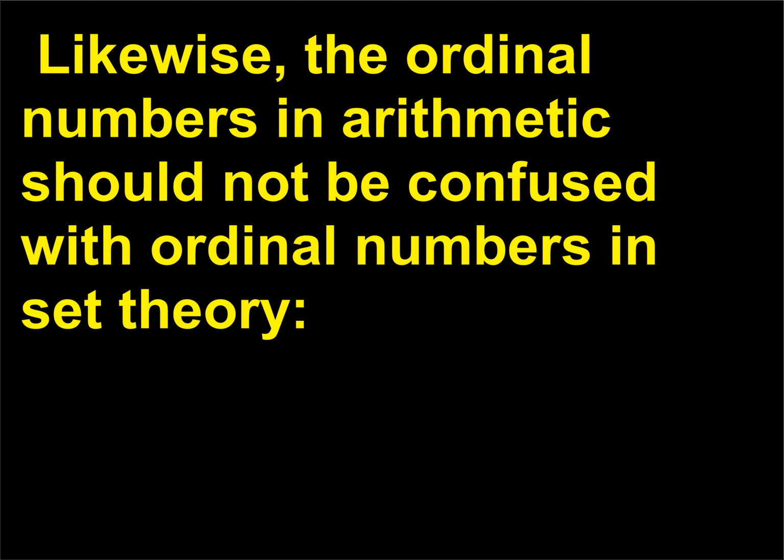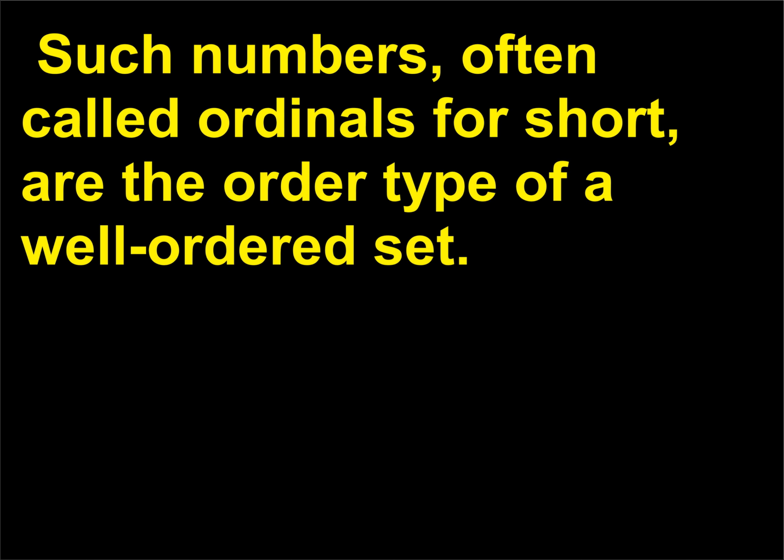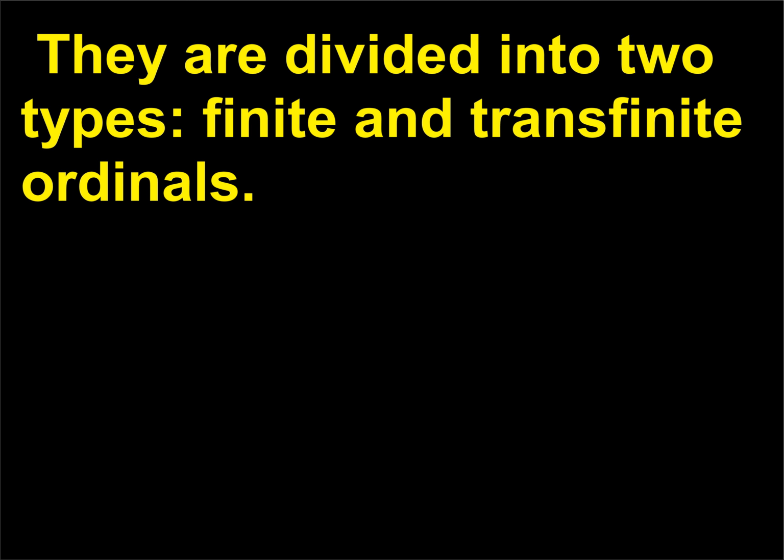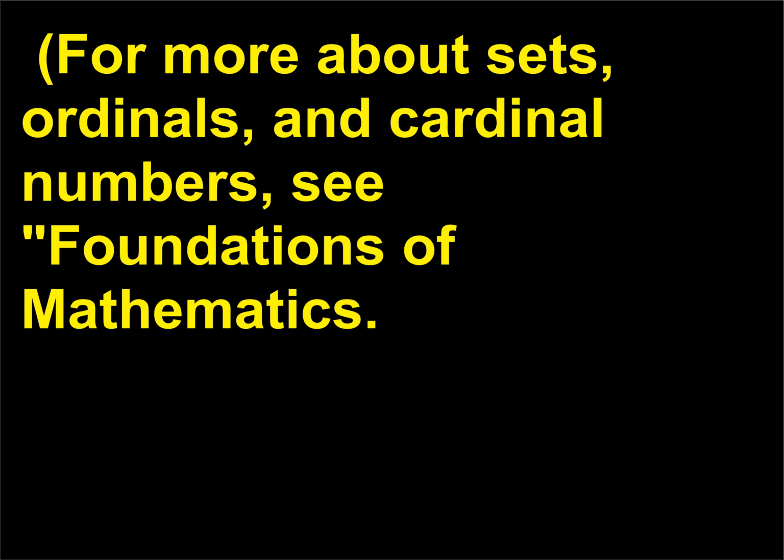Likewise, the ordinal numbers in arithmetic should not be confused with ordinal numbers in set theory. Such numbers, often called ordinals for short, are the order type of a well-ordered set. They are divided into two types, finite and transfinite ordinals. For more about sets, ordinals, and cardinal numbers, see Foundations of Mathematics.